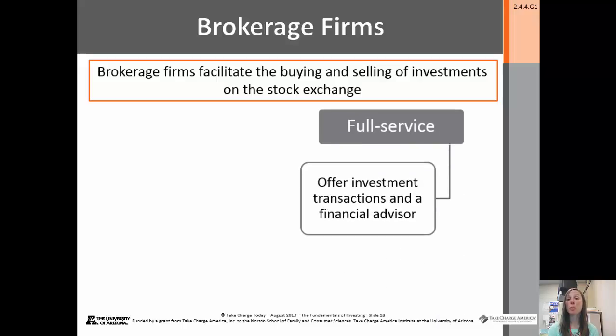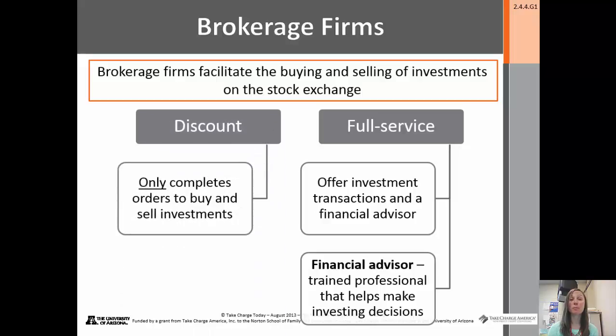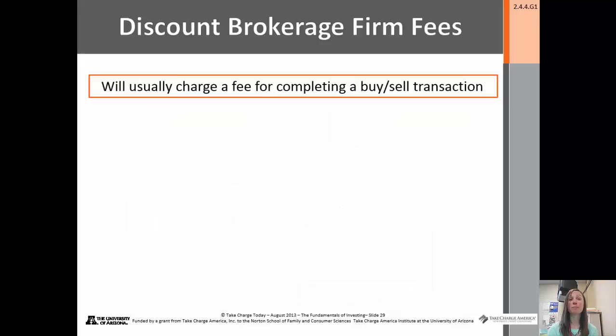A full-service broker will offer investment transactions and a financial advisor, which is someone trained to help you make investing decisions. That's their job, is to help you find out what your goals are and then what would be the best investments for you. A discount broker only is going to complete orders to buy and sell investments, and they do not offer advice. Online examples of this would be E-Trade, if you've seen commercials for that, or Fidelity. Those are discount brokerage firms in which you go online and buy and sell what you want, versus a full-service brokerage firm. The discount brokerage firm will usually charge a fee, though.